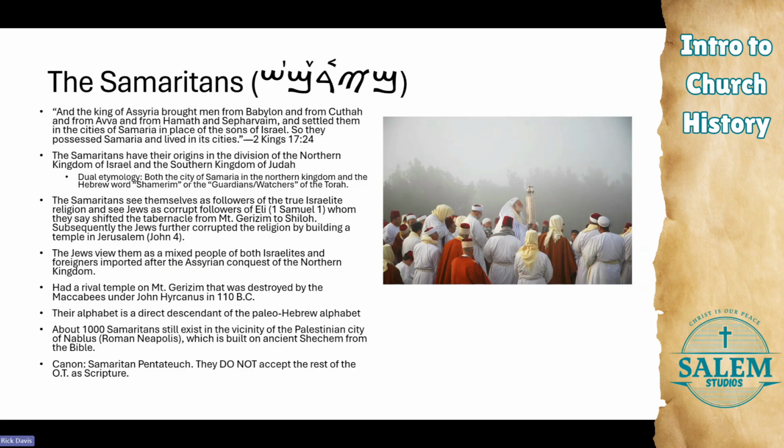And so this is a very old community. They have very old traditions. And about 1,000 Samaritans actually still exist in the vicinity of the Palestinian city of Nablus, which is the Roman city Neapolis, which is built on the site of ancient Shechem from the Bible. And so they're right there in the heart of the West Bank, the northern part of the West Bank, near the heartland of what was once the northern kingdom of Israel.